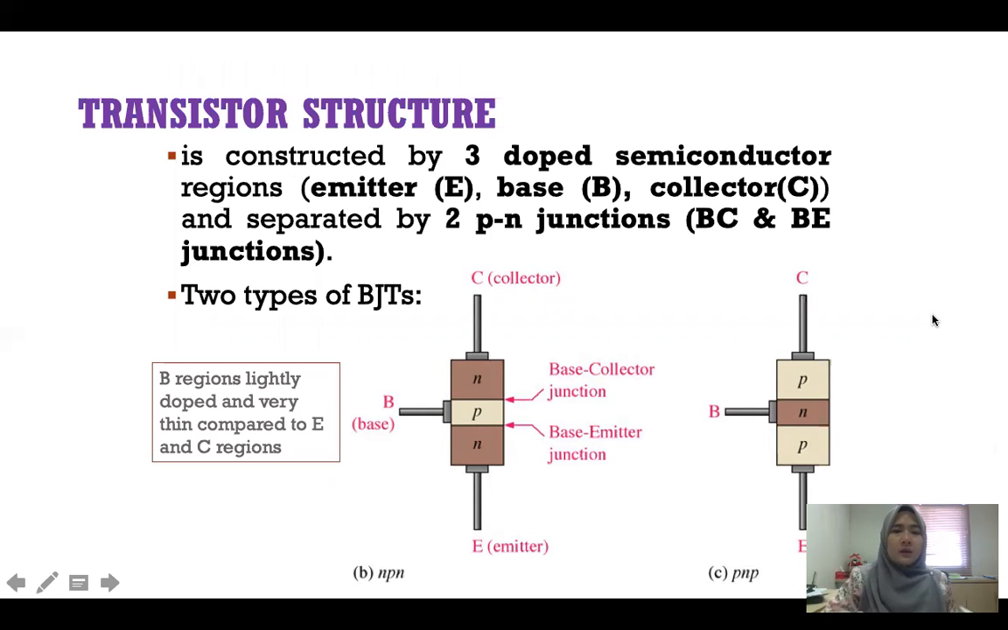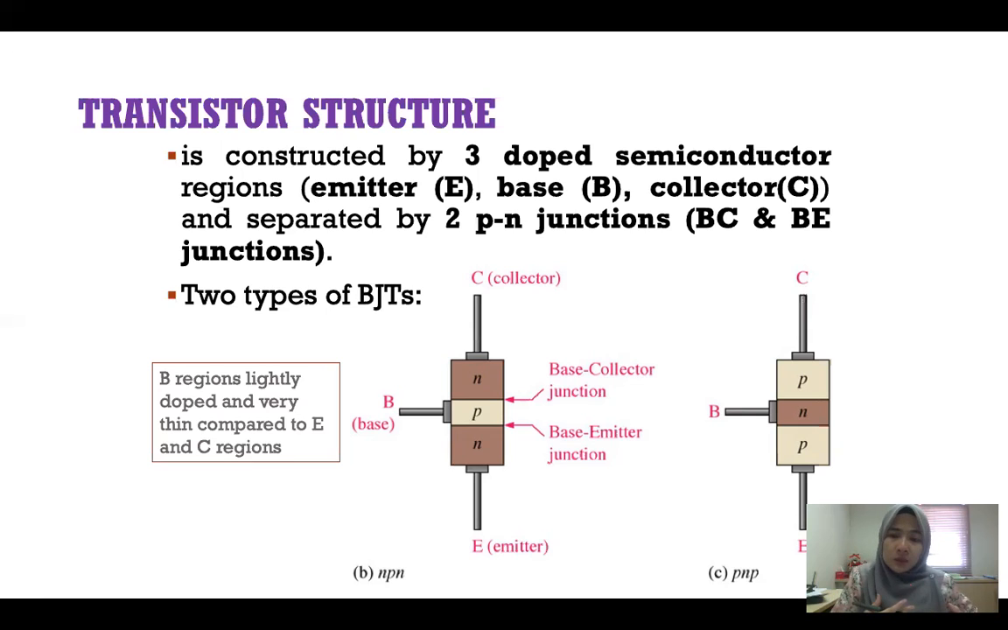Here shows the transistor structure. Before I go into the transistor structure, I would like to flash back to chapter 4. In chapter 4, you learned about diode. A diode is an electronics component that consists of N and P. We have the PN junction in a diode. A transistor is also another electronics component.